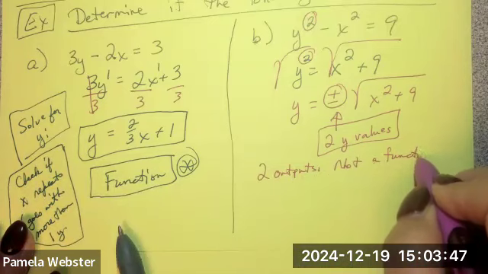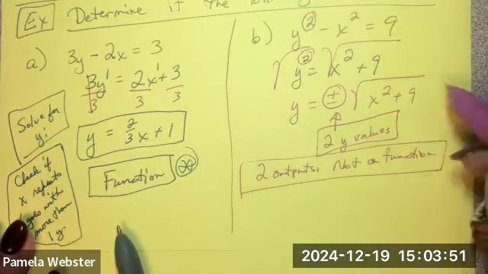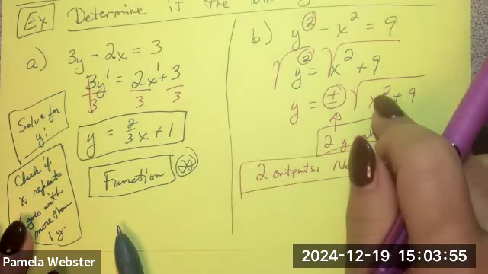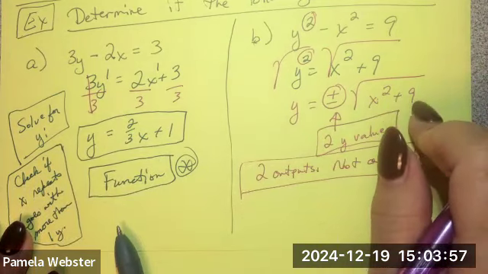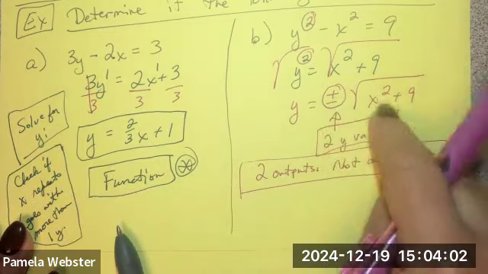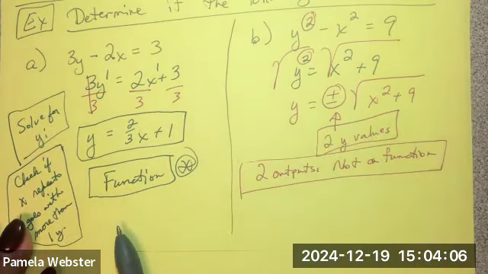And sure enough, if you put an x value into this thing, like just right here, let's say 0, that's fine. 0 squared is 0 plus 9, that's 9. The square root of 9 is 3, but look, I get plus or minus 3. So automatically I've got two outputs. So that is not a function.